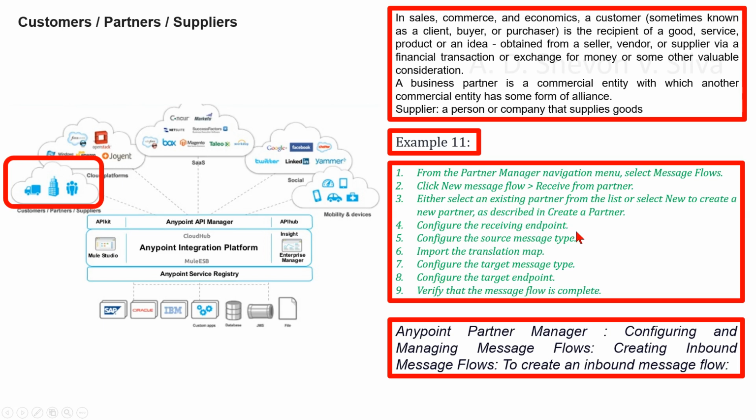4. Configure the receiving endpoint. 5. Configure the source message type. Import the translation map. Configure the target message type. Configure the target endpoint. Verify the message flow is complete.